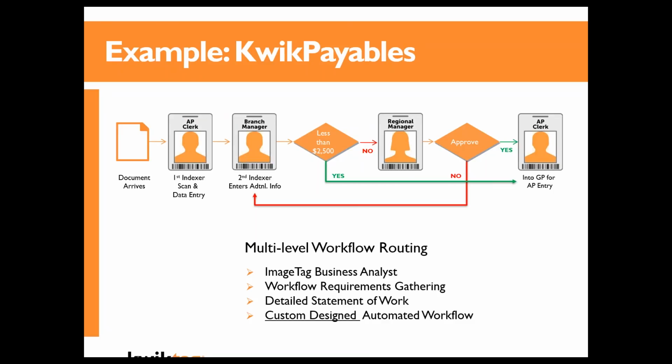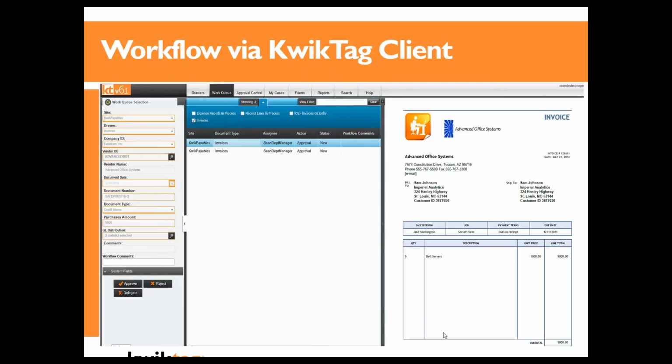So typically after our initial demo, folks will say, yeah, that looks great. That's what we're looking for. How much does it cost, right? Well, from there, we go into what we call a workflow scoping call. And so that's when we pull in a KwikTag business analyst. They'll figure out your exact requirements and write all those up into a statement of work. We build Visio diagrams for you so you can see it, and so you know exactly what it is that we're building for you. And then we build a custom designed automated workflow for you.